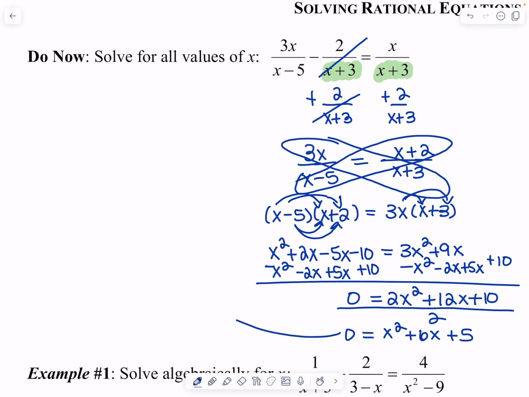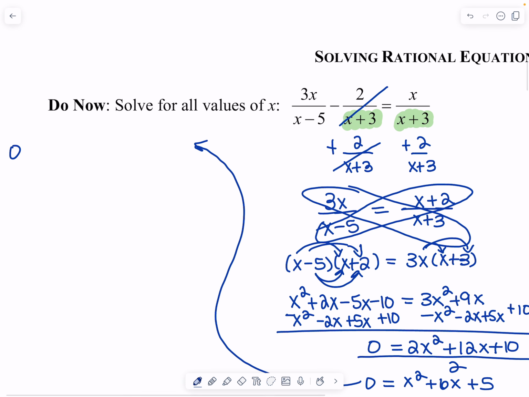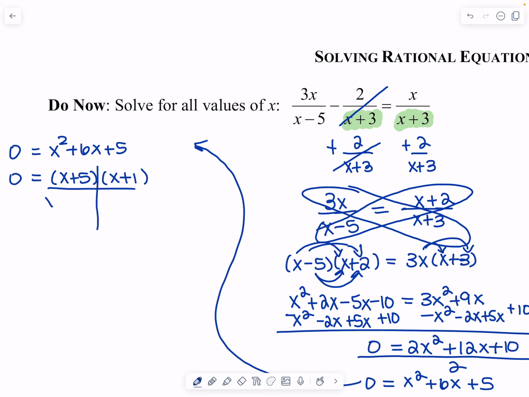I'm just going to continue this over here. So I have x squared plus 6x plus 5. What multiplies to 5 and adds to 6 would be 5 and 1. Oops. So that would be x plus 5 and x plus 1. These two factors are set equal to 0, so I'm just going to tee up my two factors, set them equal to 0 individually, and solve for x.